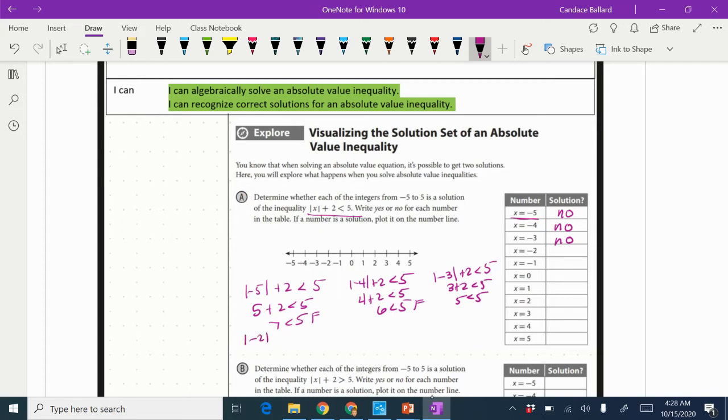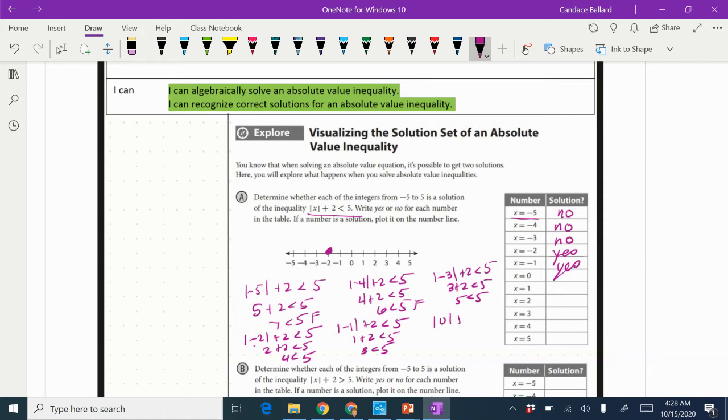The absolute value of -2 plus 2 is less than 5. The absolute value of -2 is 2, plus 2 would be 4, which is in fact less than 5. So that's a yes. And it said if it became yes, we want to plot it on the number line. All right, and then I'm going to keep going. So I've got the absolute value of -1 plus 2. Is it less than 5? The absolute value of -1 is 1, plus 2 is 3, which is in fact less than 5. So this one would be yes.